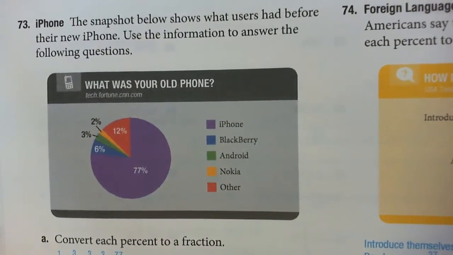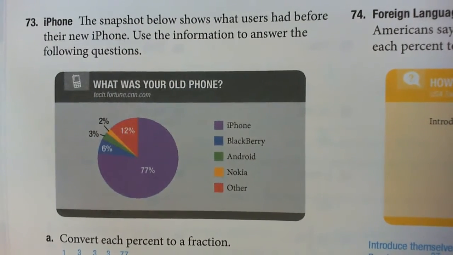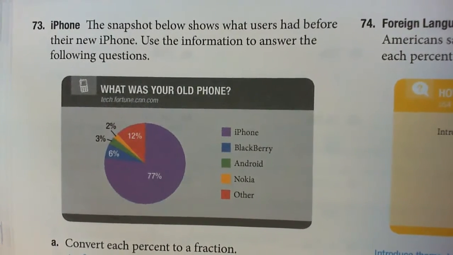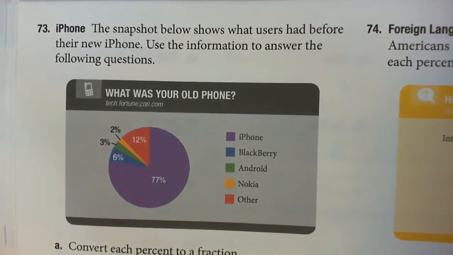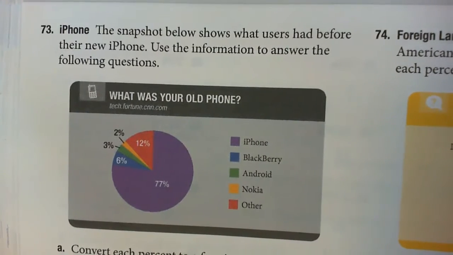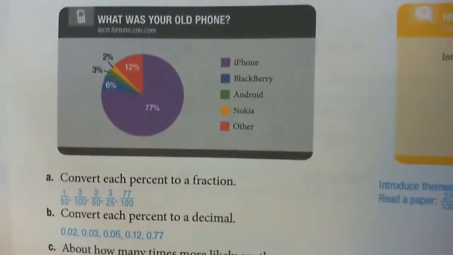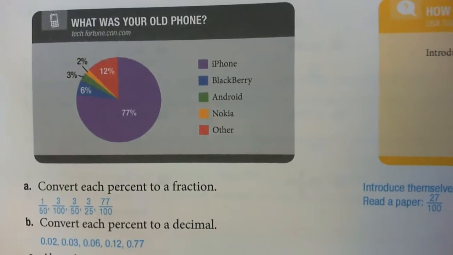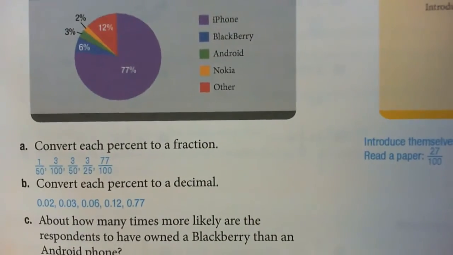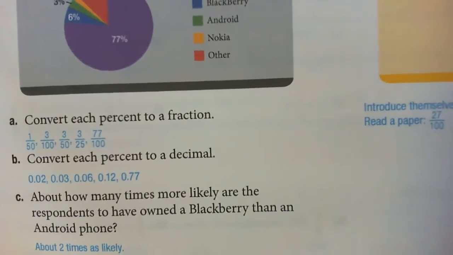Okay, in this video we're going to work with these percents, and we can see what users had before their new iPhone. So 77% had a previous iPhone, 12% had other, 2% had a Nokia, 3% had an Android, and 6% had a BlackBerry. So we've got to convert each percent to a fraction, then each of those percents to a decimal, and then figure out about how many times more likely respondents are to have owned a BlackBerry than an Android phone. And it's about 2 times more likely is the answer.